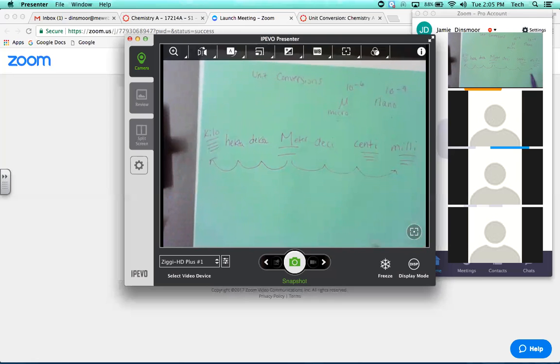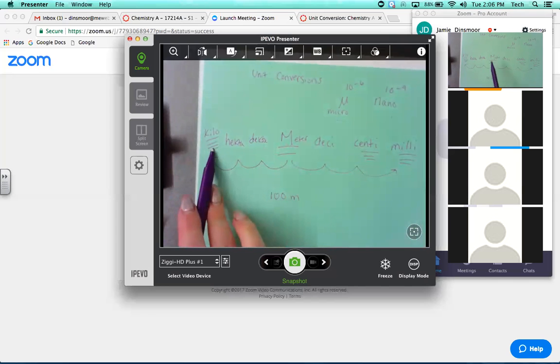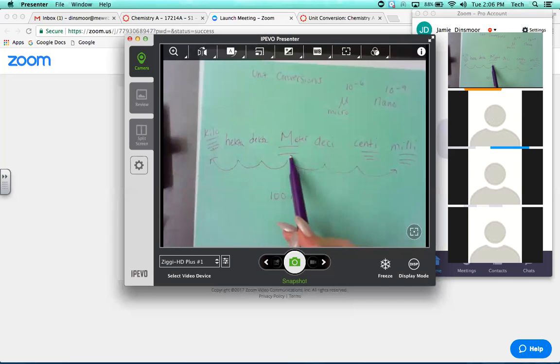So meter, let's say we have 100 meters, and we want to convert that into kilometers. Okay, well, to get from a meter to a kilometer, I had to move the decimal 1, 2, 3 times to the left. Guess what I do for meters? I put a decimal at the end of my number. I move my decimal 1, 2, 3 times to the left. 100 meters is equal to 0.1 kilometers. That's like a little shortcut, right?